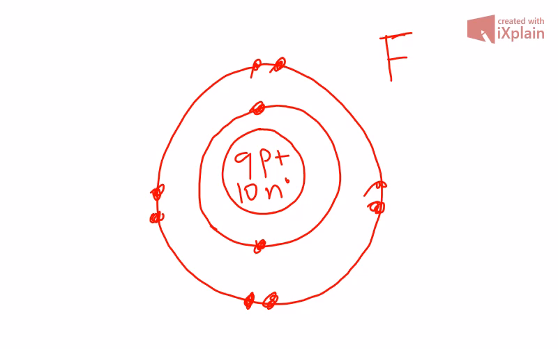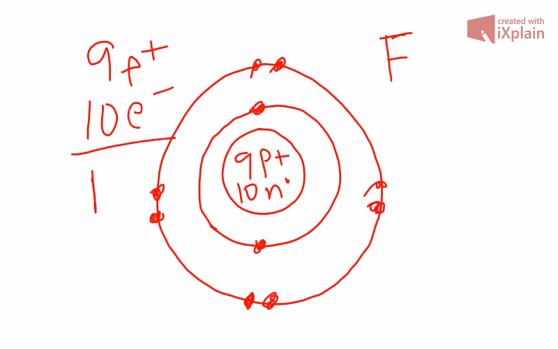Now we're going to figure out what the ionic charge is on fluorine. So I have 9 protons, but now how many electrons do you have? So if you count them all up, you're going to see that you have 10 electrons. So what's 10 subtract 9? You have 1. Now, do you have more electrons or more protons? Well, you have more electrons. There's 10 electrons and only 9 protons. So what charge do electrons have? They have a negative charge. So fluorine's going to have a 1- charge.